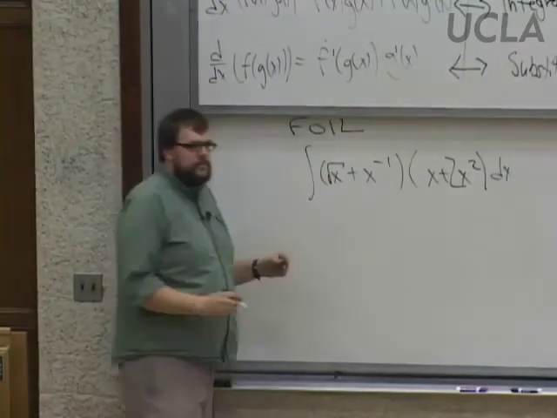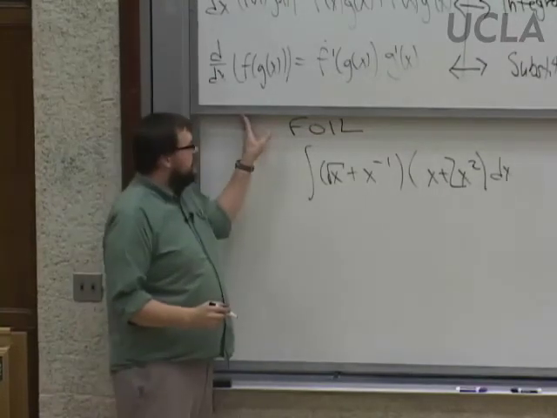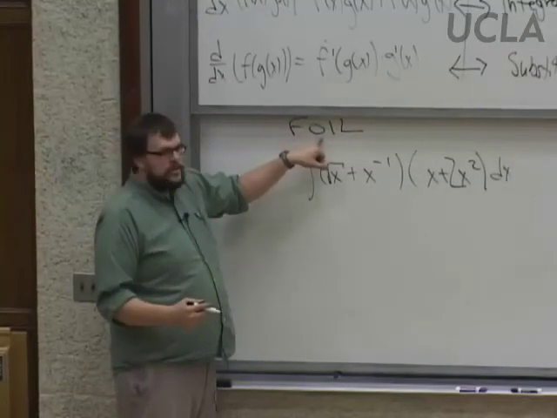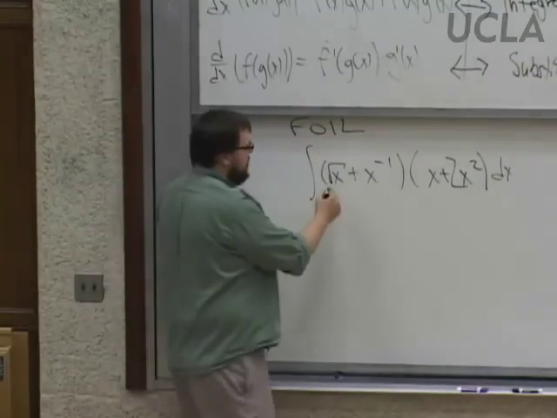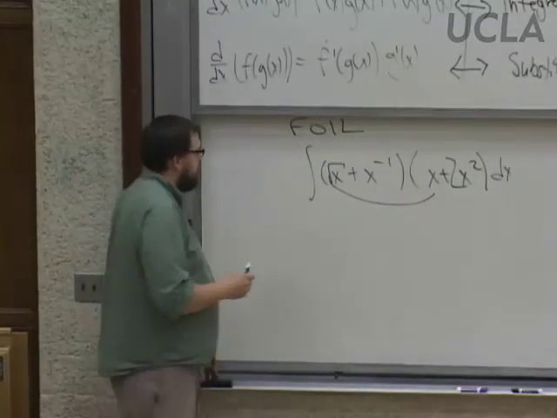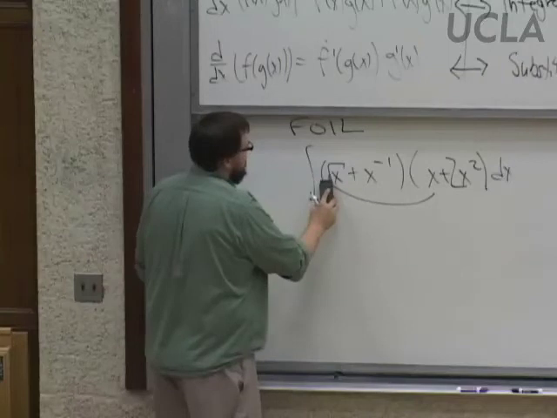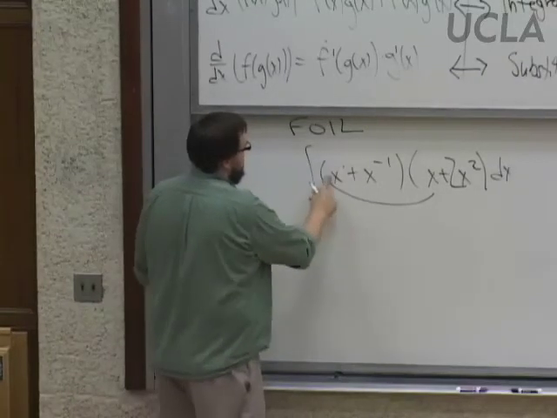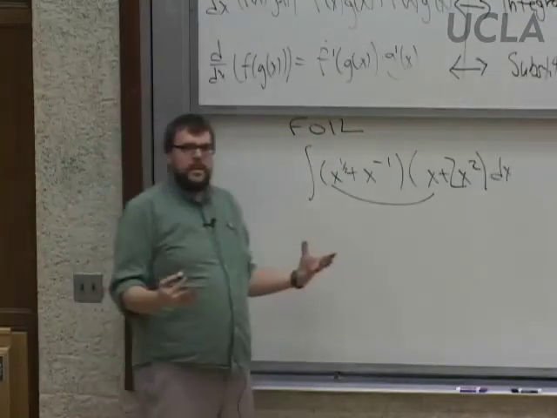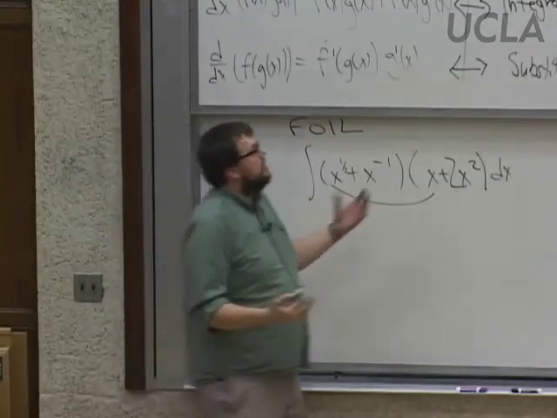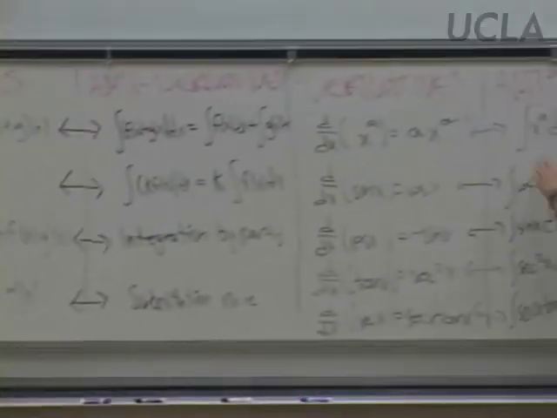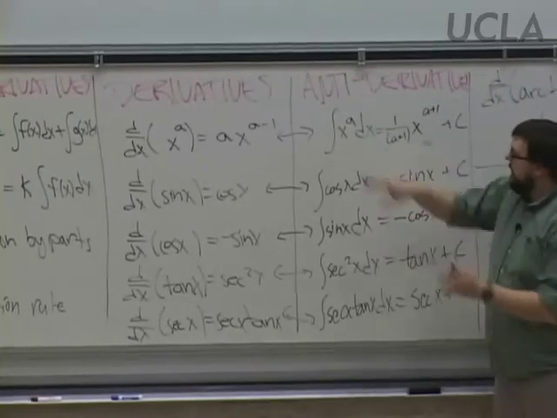Now, in case you're wondering what FOIL is, if it's been a while, FOIL just means to expand out. It stands for first terms, outer terms, inner terms, and last terms. So the first terms are square root of x times x. One thing you should always do, even before we start, is replace square root of x by x to the 1/2, because that makes it fit in much easier with this rule, which is really written for x to a power.